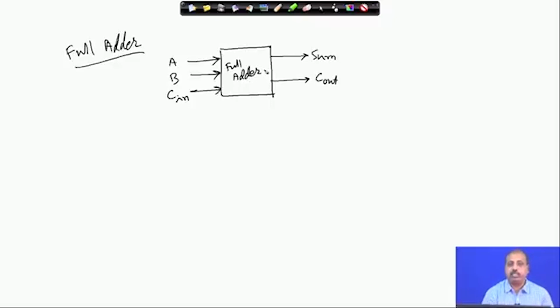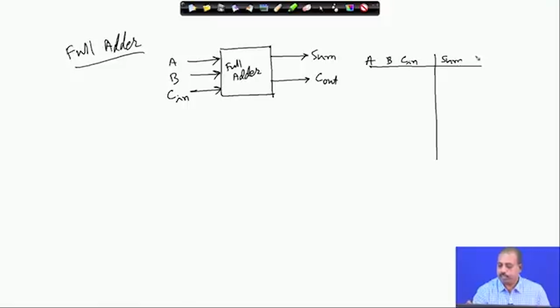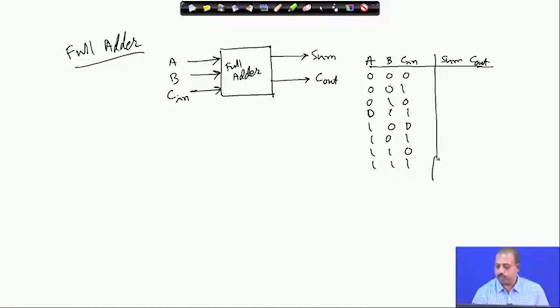Now, if you represent it in the form of a truth table, it will be like this: A, B and carry in, and here you have the sum and carry out. The combinations are 0 0 0, 0 0 1, 0 1 0, 0 1 1, 1 0 0, 1 0 1, 1 1 0 and 1 1 1. So, these are the combinations that we have.